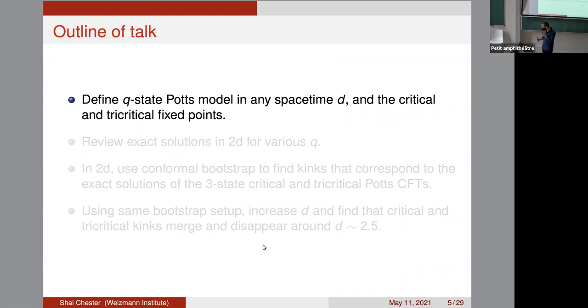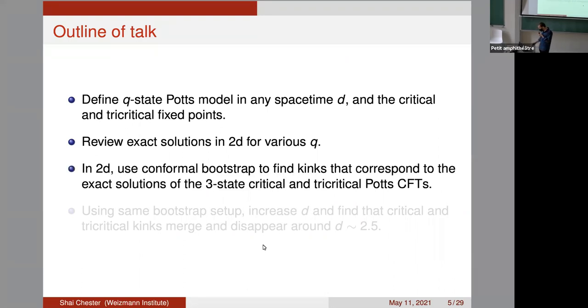Okay, so let me give a brief outline. We're going to start by defining the Q-state Potts model in any spacetime dimension D, as well as the critical and tricritical fixed points of that lattice model. We're then going to review some exact solutions in two dimensions, for various Q. Then we're going to move on to new material.